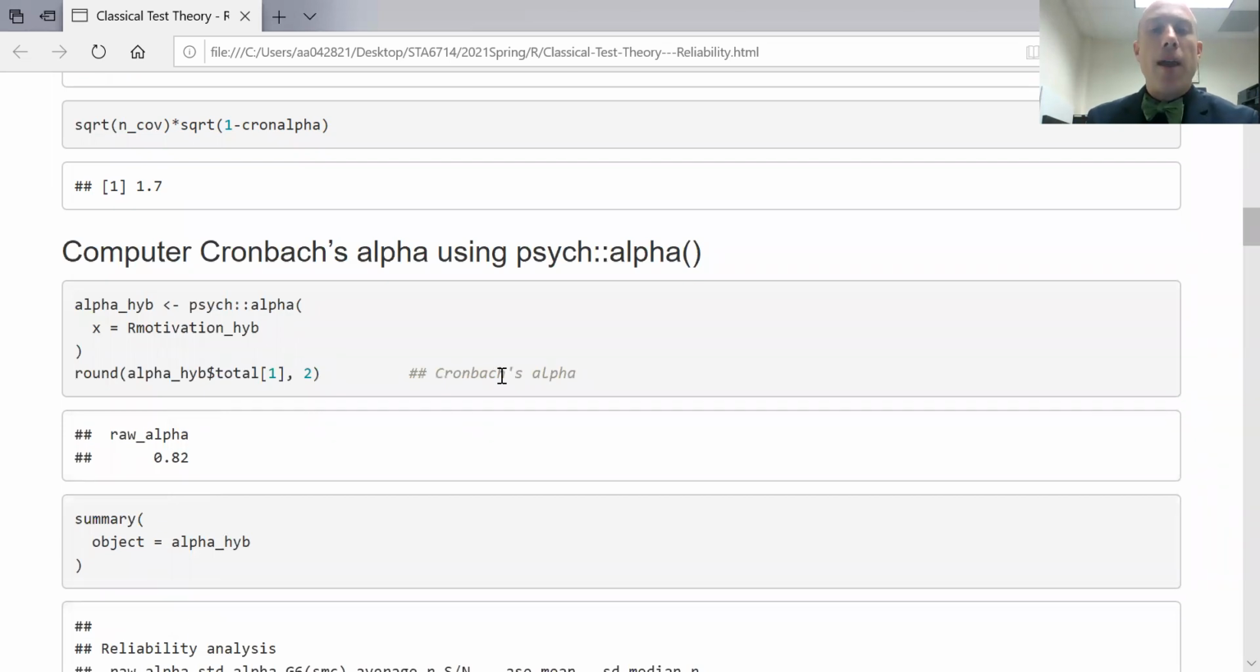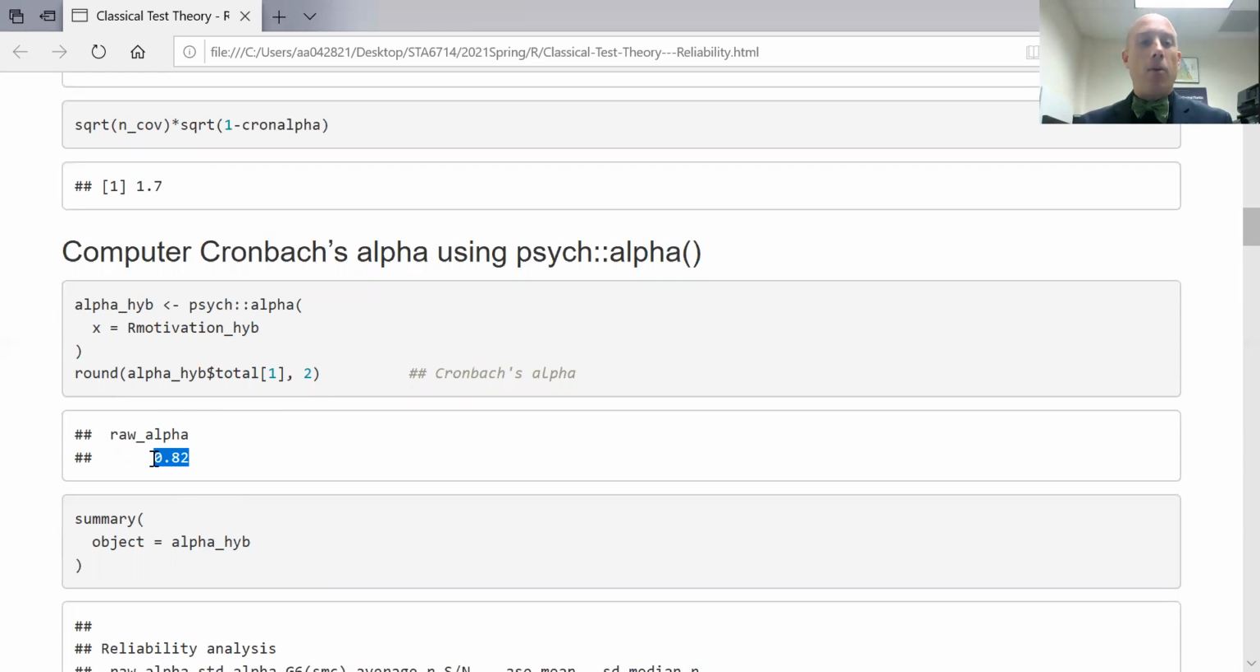All right, now let's go ahead and use the psych package to do the calculation for us. So in the psych package, the function is called alpha. Very nice. And what we do, we just drop the data set straight in. And it gives it to us very nicely. So here, I take the total, I take the first item, and I'm rounding it to 2 digits, and I see that I got exactly what I worked out a moment ago.